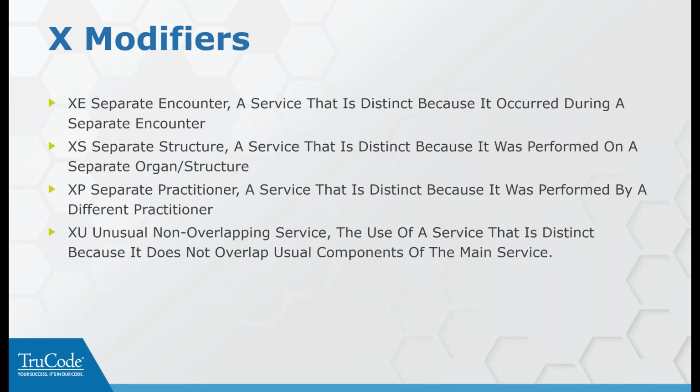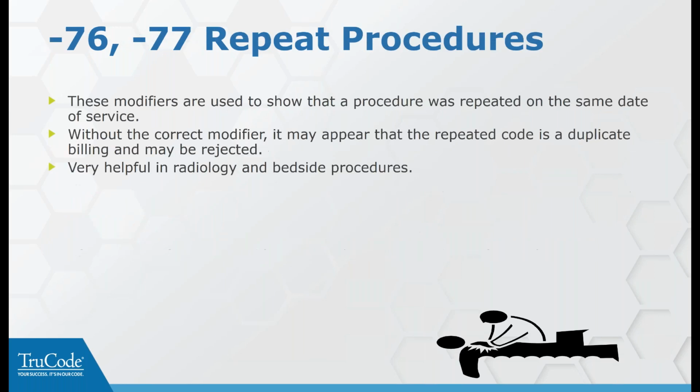These are really like divisions of modifier 59 instead of using 59. XE is a separate encounter, XS is a separate structure, XP is a separate practitioner, and XU is an unusual non-overlapping service. So that's kind of the most 59 of all of these. It's kind of like nothing else explains it better than that. So again, just wanted to put these out here, reminding you that these are very important, that you are using them as appropriate for Medicare and others.